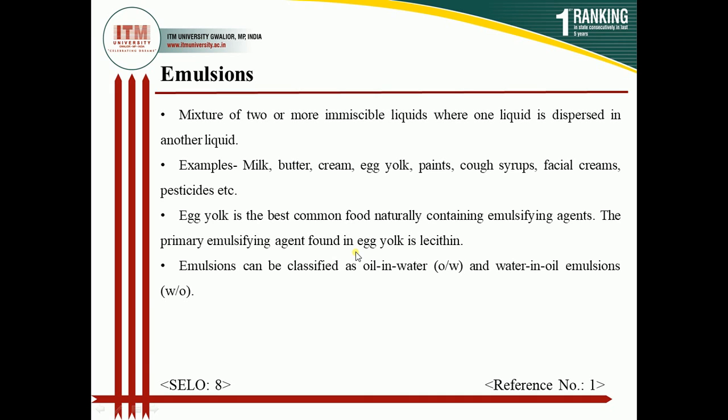There are two types of emulsions. The first one is oil in water. As the term says, oil in water means water is the continuous phase and oil is the dispersed phase. And the second one is water in oil, which means the oil is the continuous phase and water is the dispersed phase.